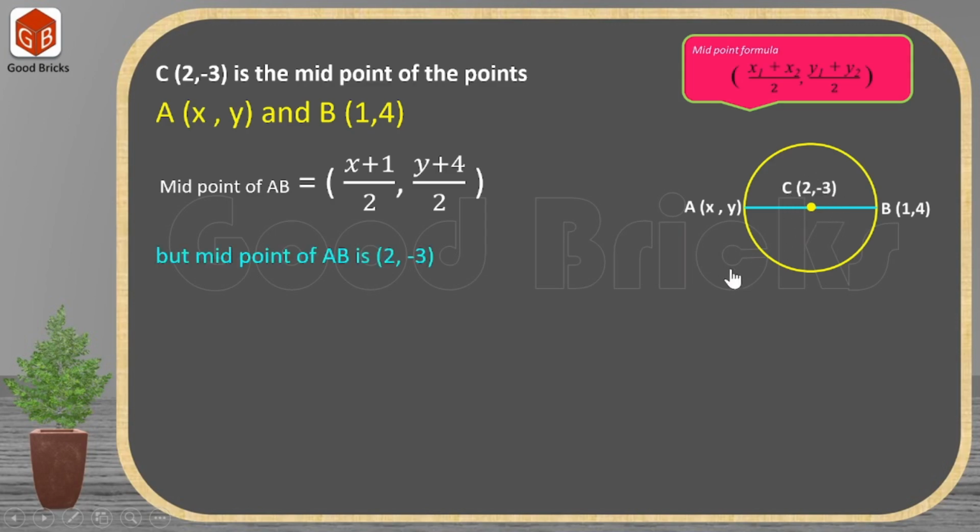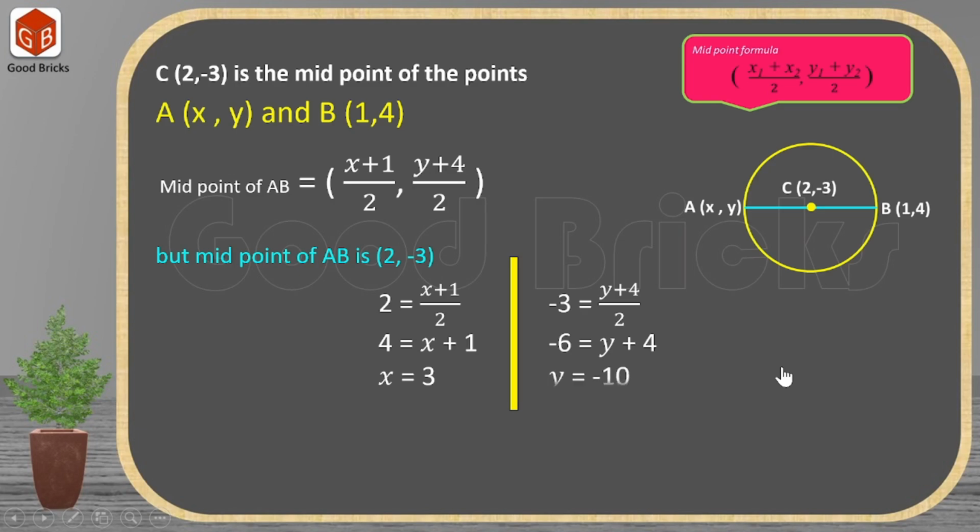So we can write this (x plus 1) by 2 is equal to 2, whereas (y plus 4) by 2 is equal to minus 3. So when we write, we can get the value of x after simplification. Similarly, when you write (y plus 4) by 2 is equal to minus 3, you will get the value of y after simplification. Finally, we got the values of x is equal to 3 and y is equal to minus 10.